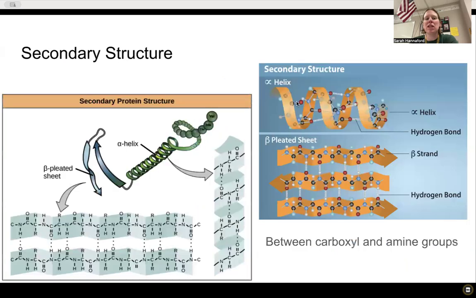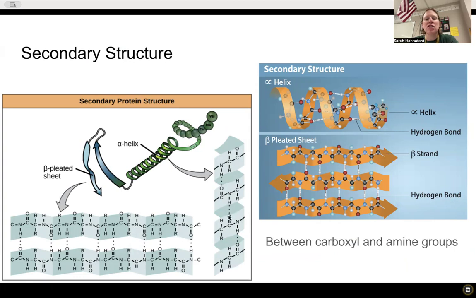Then when you start folding it, you fold it first into its secondary structure. The secondary structure is either a beta pleated sheet or an alpha helix. So there's only two secondary structure options. You either coil it like a pig's tail, or you fold it like you would fold a paper or like a fan. The beta pleated sheet and the alpha helices are held together by hydrogen bonds between the amine group and the carboxyl group.